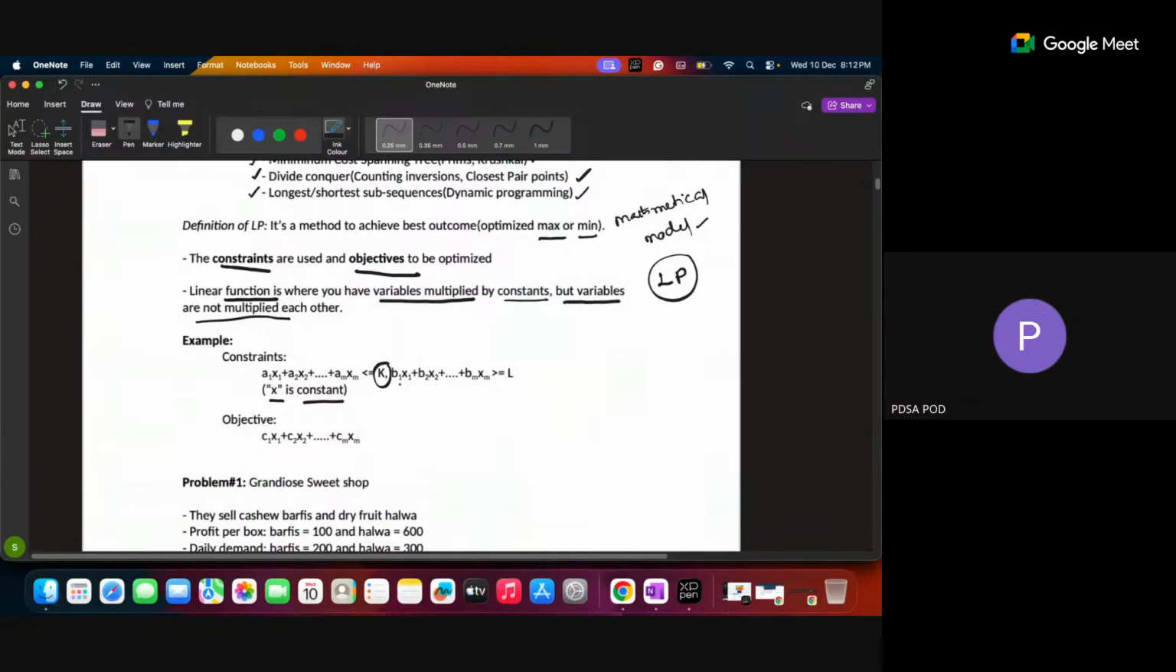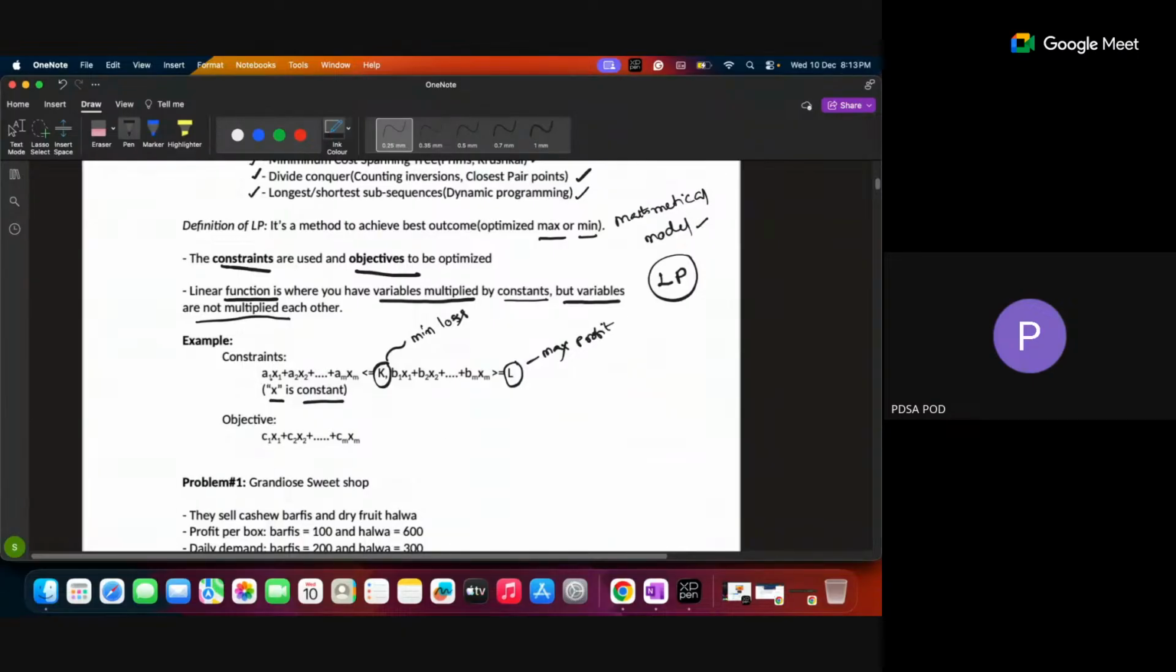Similarly, b1x1 plus b2x2, here also the b's are constants. At most we are trying to optimize the value of L. So let us consider less than or equal to k, which means maybe you are trying for a minimum value. You could call it minimum loss. So less than or equal to k. Greater than or equal to L means maybe you are trying for a maximum. This is what you call maximum profit. Maybe you can call it like this.